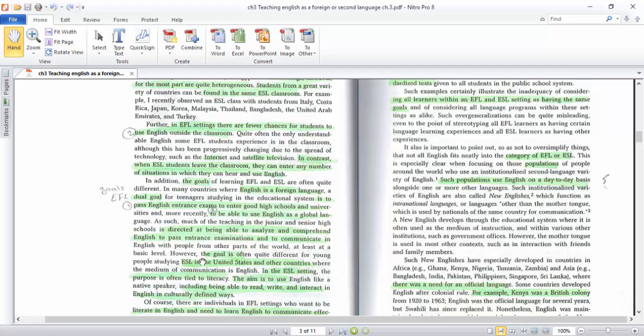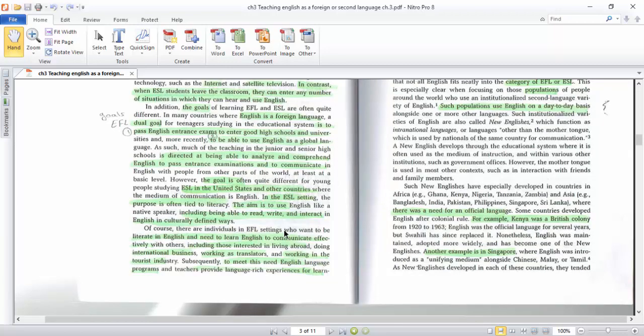However, the goal in ESL is different. In ESL in the United States and other countries, they use English as a medium of communication. In ESL settings, the purpose is tied to literacy. The aim is to use English like a native speaker, including being able to read, write, and interact in English in culturally defined ways.